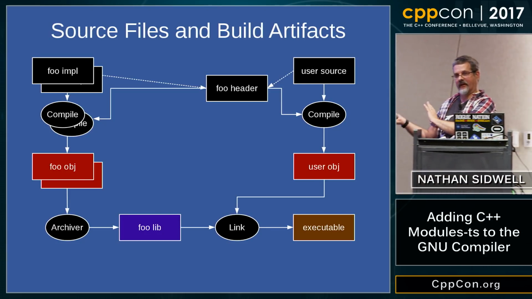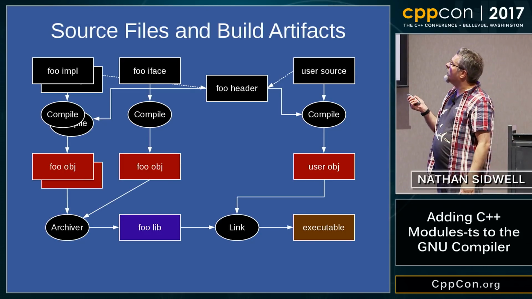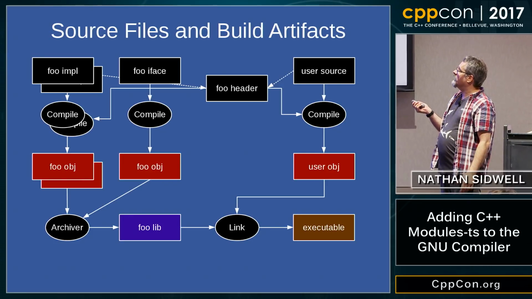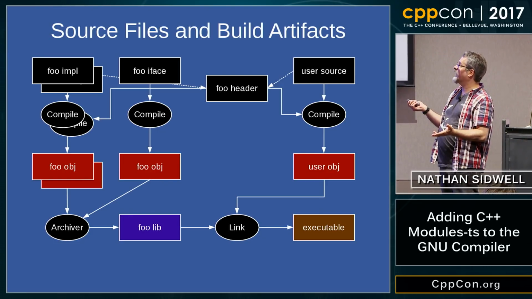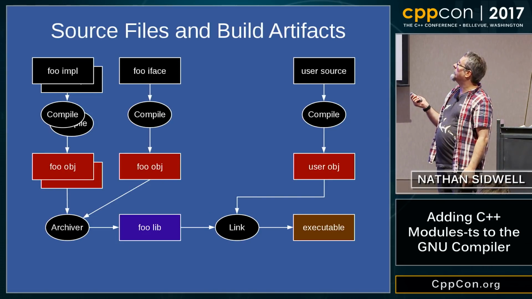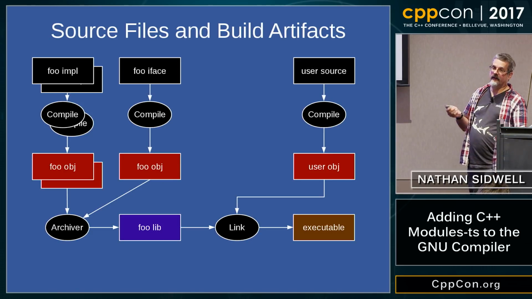So this picture now changes with modules, in that rather than a foo header file, we have a foo interface file, which is just a regular source file. Get a foo object out of it, add it into the archive, and off you go. But the point was we wanted to get rid of this header file, so let's go away. So how do all these bits here, this bit here and these bits here, know what was in here?